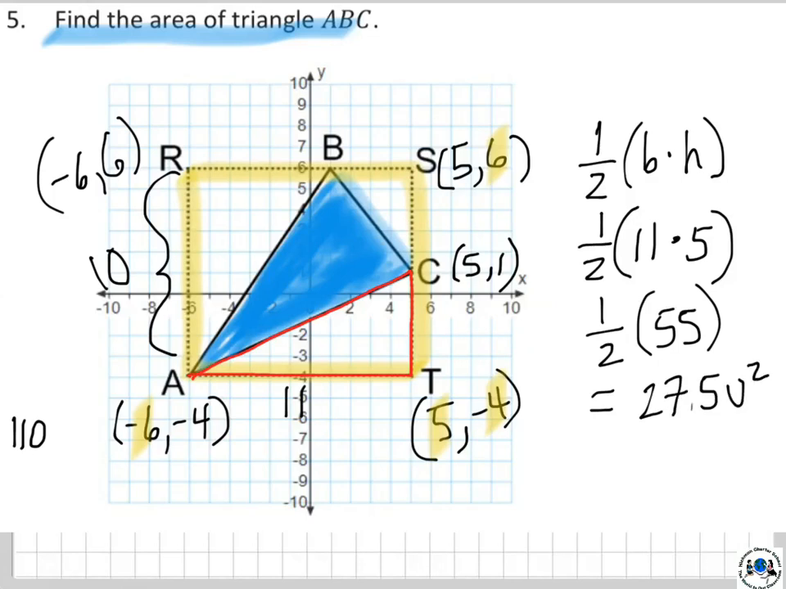So that little red outlined triangle is ready to calculate here. And so we have 1/2 of 55, because that's 1/2 of 11 times 5, and that equals 27 and a half, or 27.5 square units. And let's put that over there in red to the left, so we can keep track.